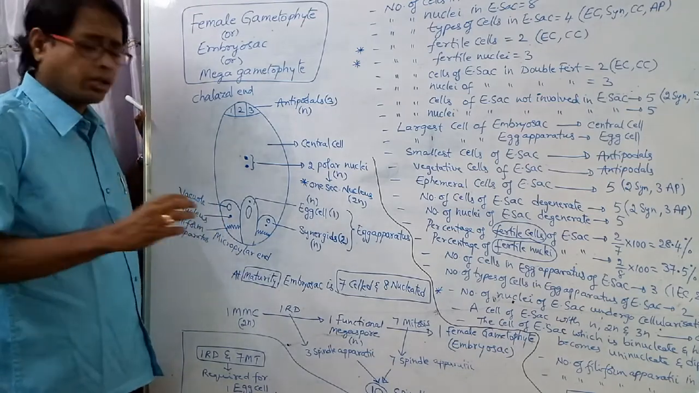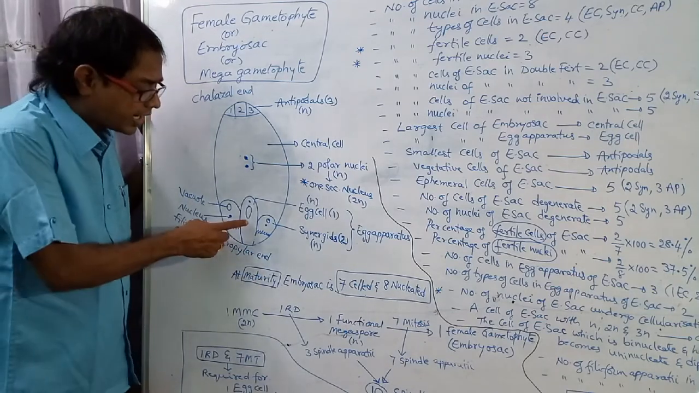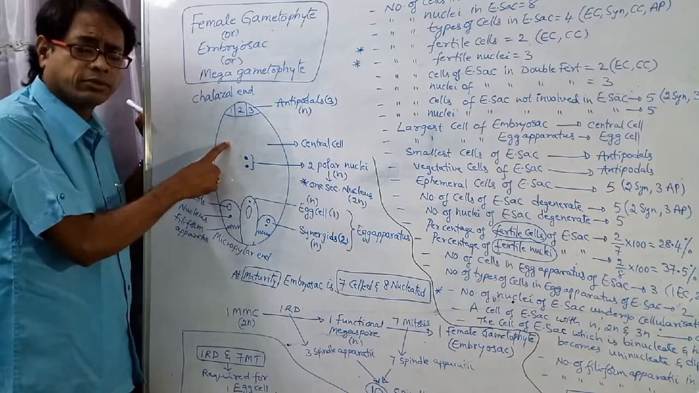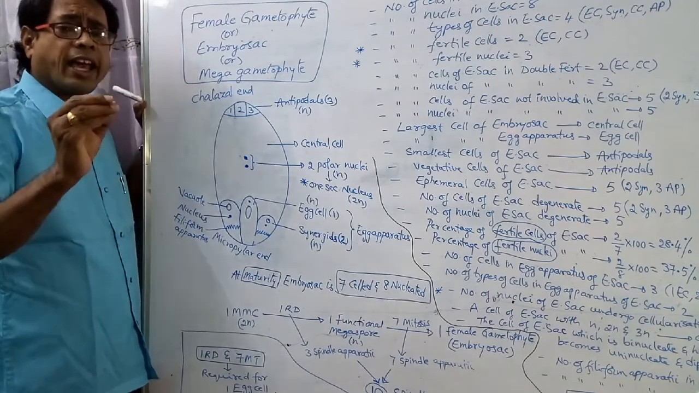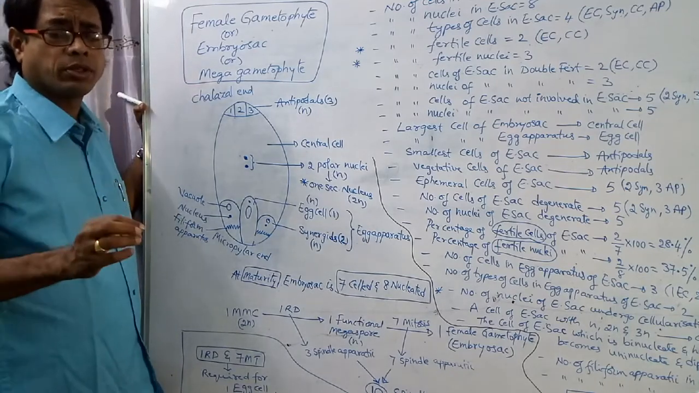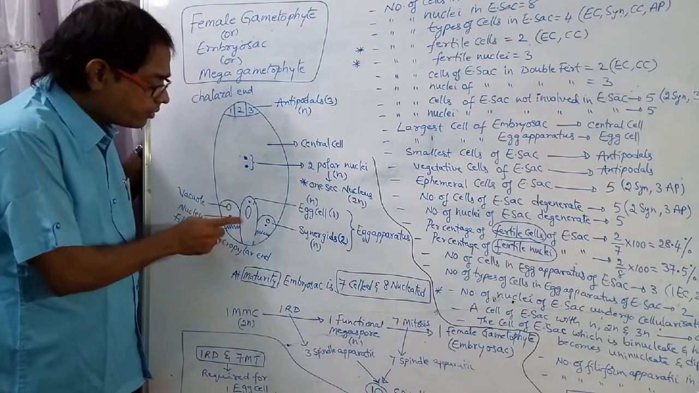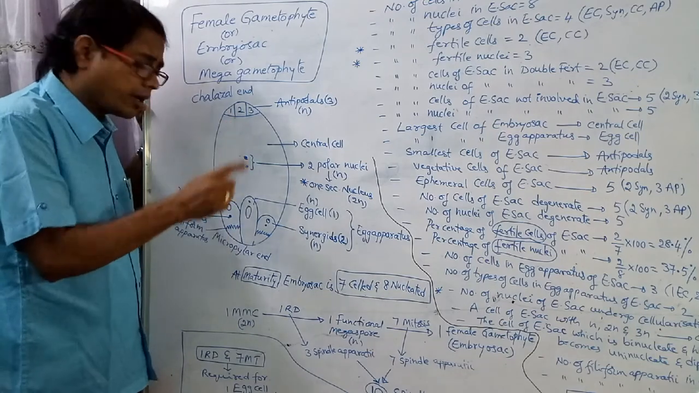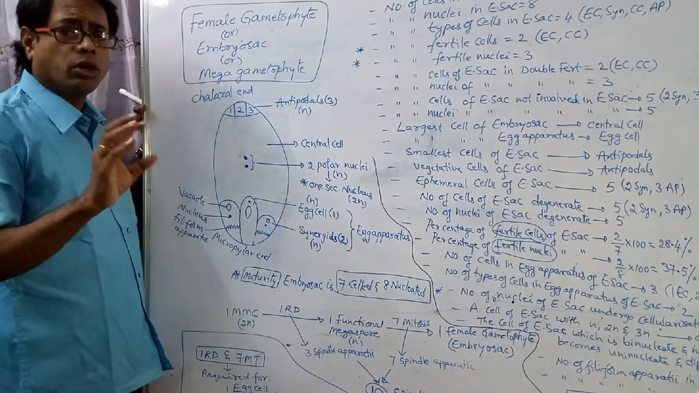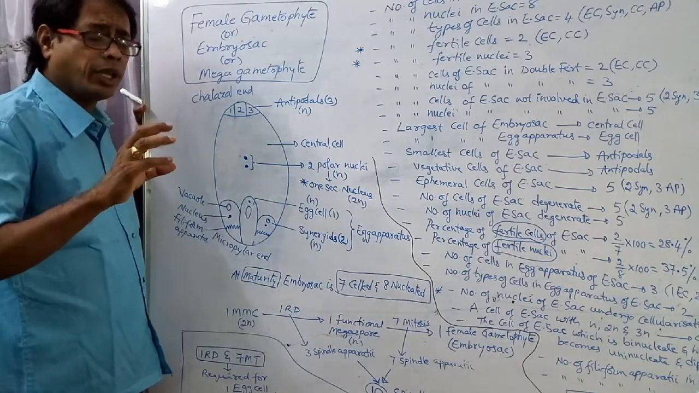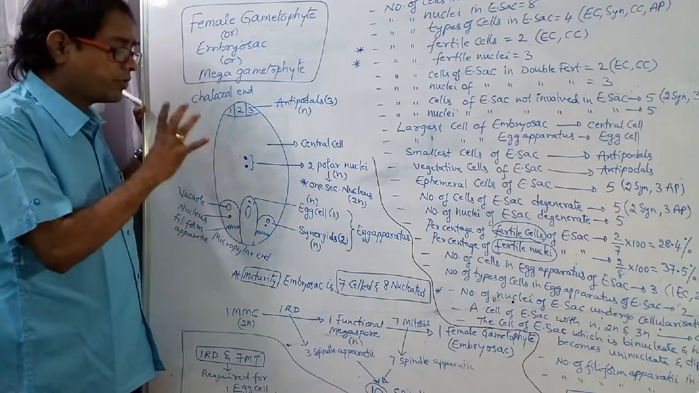Which cells participate in double fertilization? The egg cell and the central cell. Double fertilization is the characteristic feature of angiosperms. One pollen grain produces 2 male gametes. One male gamete fuses with the egg cell. Another male gamete fuses with the 2 polar nuclei, or 1 secondary nucleus. So the cells involved in double fertilization are the egg cell and the central cell. This is a very, very important point.